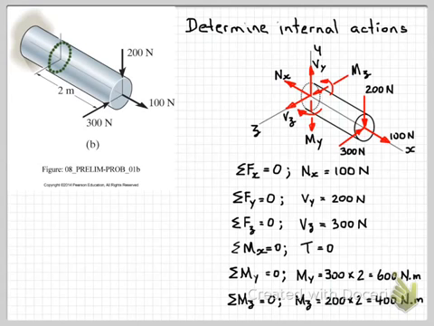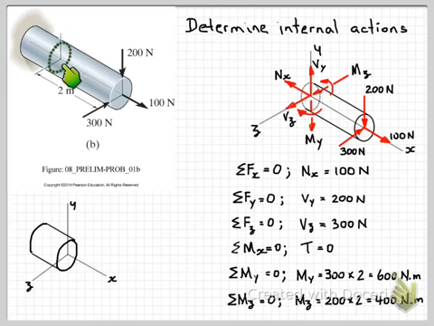Okay, so we've now calculated all of the internal actions acting at this section on this back face shown here. We can also show these internal actions on the left hand side of the component that we're analysing. So firstly we took the cut through here and we looked at this side of the structural component and drew our internal actions on that exposed face.